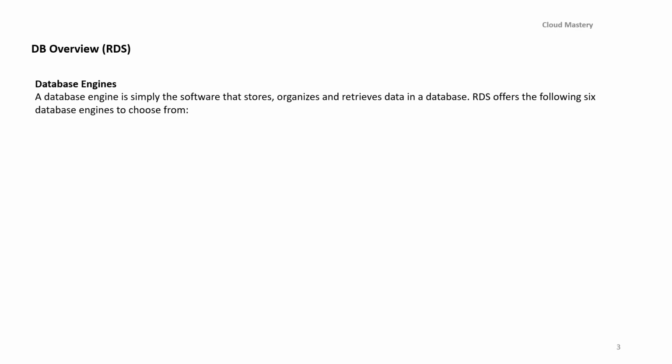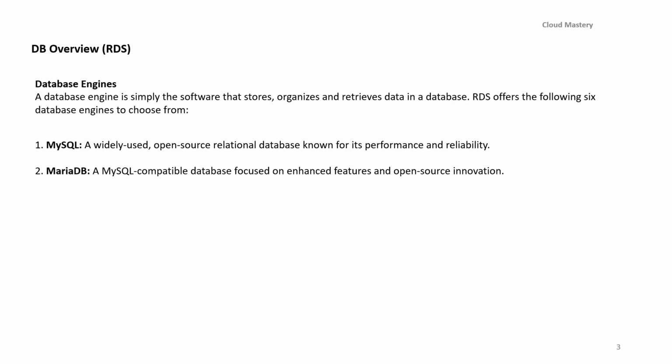So that is the database overview. We have a database engine, which simplifies the software in respect of storing, organizing and retrieving data. RDS offers 6 database engines to choose from, like MySQL. MySQL is open source and a widely used engine known for its reliability and performance. Second is MariaDB, a MySQL-compatible option focused on open source innovation and enhanced features. And Oracle is designed for enterprise-grade applications, offering advanced security and scalability.